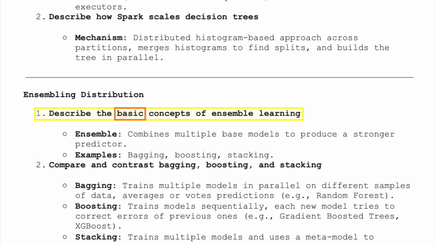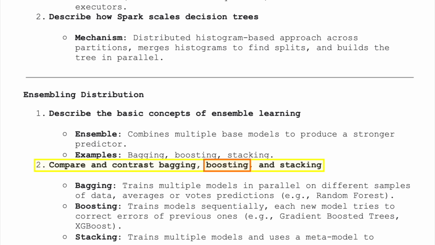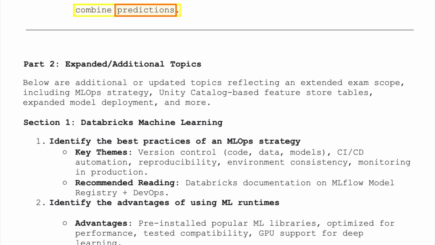Ensembling distribution. 1. Describe the basic concepts of ensemble learning. An ensemble combines multiple base models to produce a stronger predictor. Examples: bagging, boosting, stacking. 2. Compare and contrast bagging, boosting, and stacking. Bagging trains multiple models in parallel on different samples of data, averaging or voting predictions, for example, random forest. Boosting trains models sequentially. Each new model tries to correct errors of previous ones, for example, gradient boosted trees, XGBoost. Stacking trains multiple models and uses a meta-model to combine predictions.